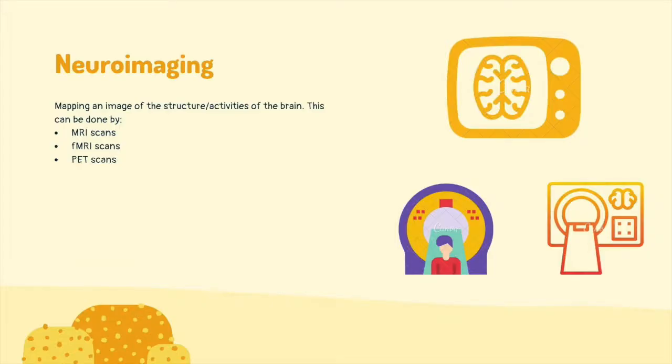To understand the parts of our brain, technology is used to map a visual image of its anatomy and activities. There are several ways to do this. In magnetic resonance imaging, strong magnetic fields align the hydrogen nuclei in our body, generating a signal that can then be mapped into an image, showing the structure of the brain.